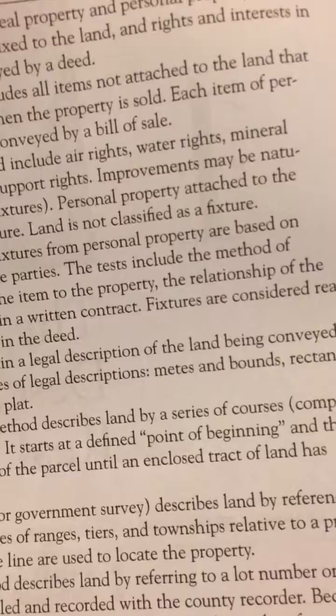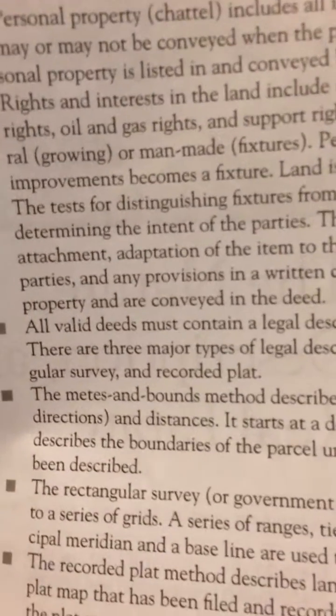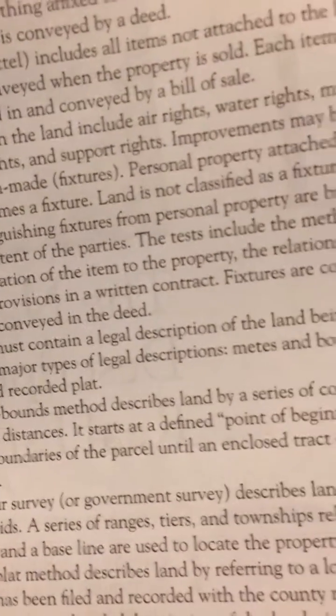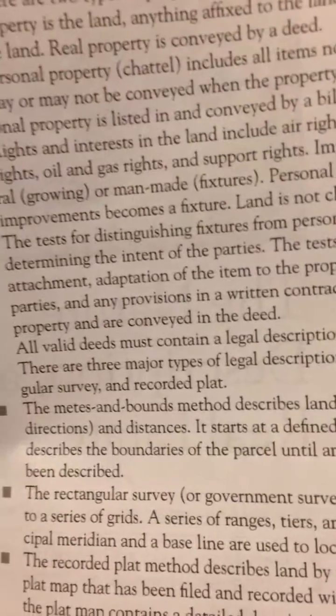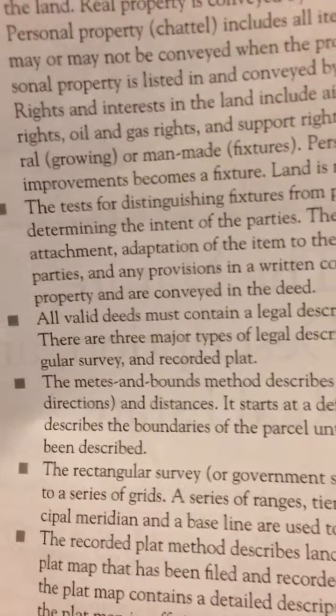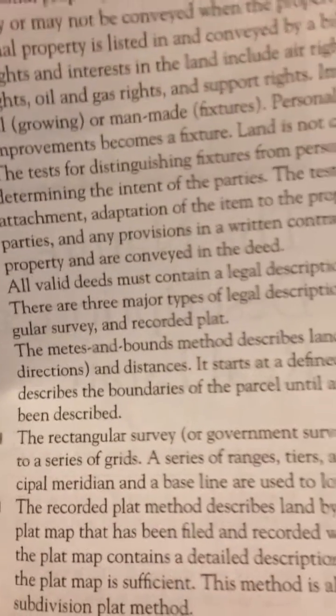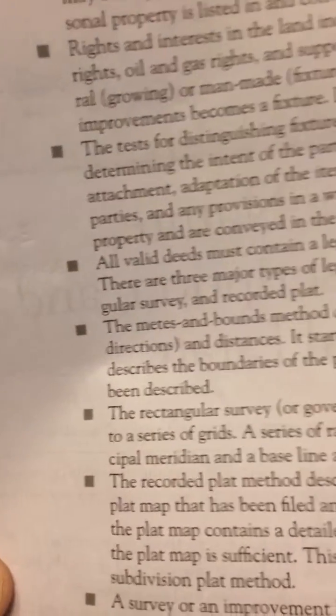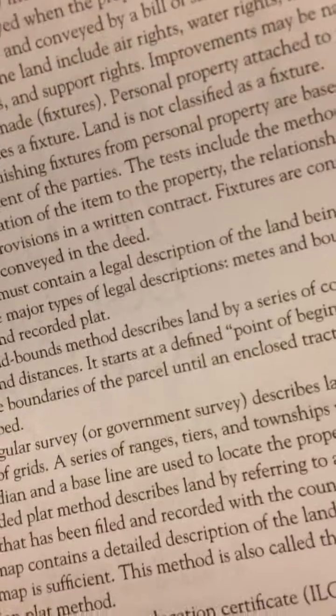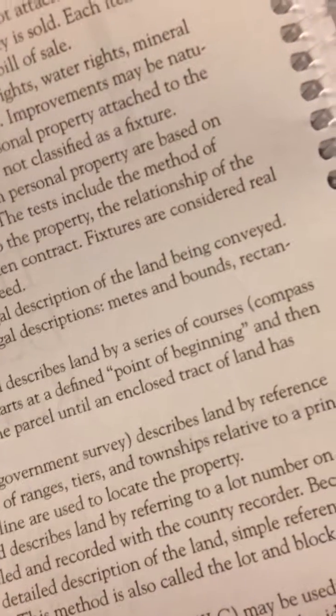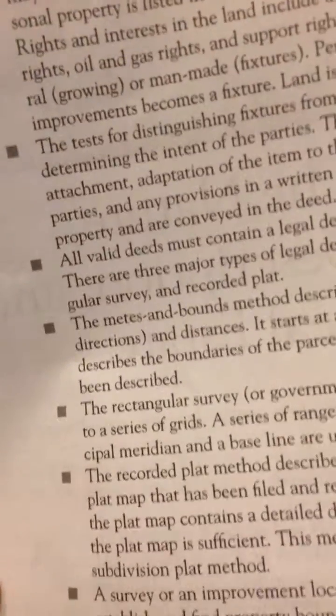The tests include the method of attachment, adaptation of the item to the property, the relationship of the parties, and any provisions in a written contract. Fixtures are considered real property and are conveyed in the deed. All valid deeds must contain a legal description of the land being conveyed. There are three major types of legal descriptions: metes and bounds, rectangular survey, and recorded plat.